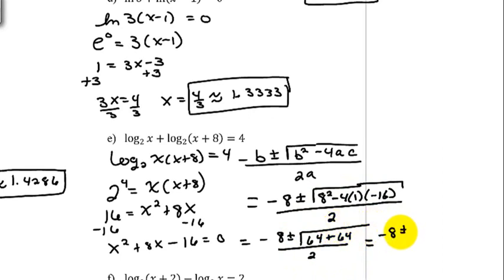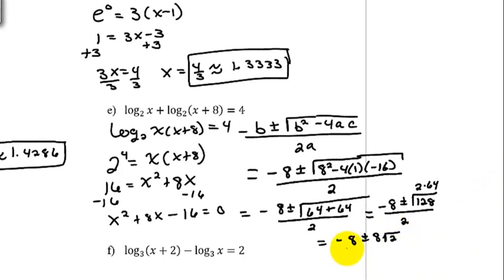So we have negative 8 plus or minus the square root of 128 divided by 2, and the square root of 128 can be simplified. 128 is 2 times 64, and the square root of 64 is 8. So it's negative 8 plus or minus 8 times the square root of 2, and this is all being divided by 2. And so we need to factor out a 2 on the top. That would be negative 4 plus or minus 4 times the square root of 2 all over 2, and then these 2's cancel.